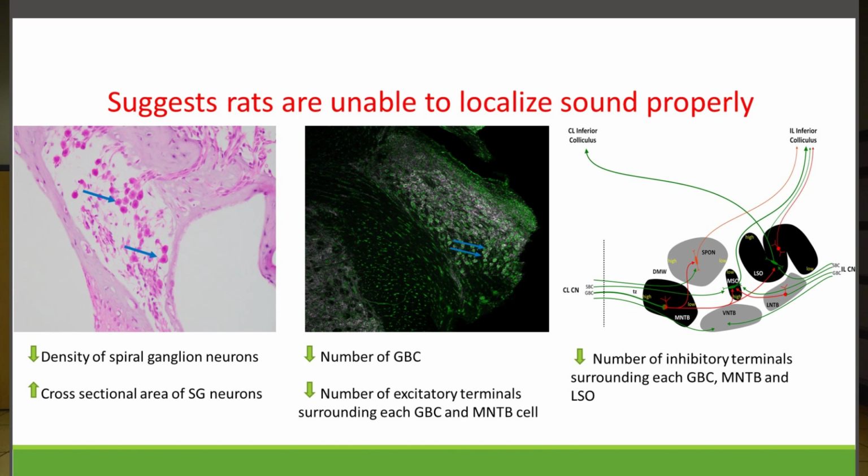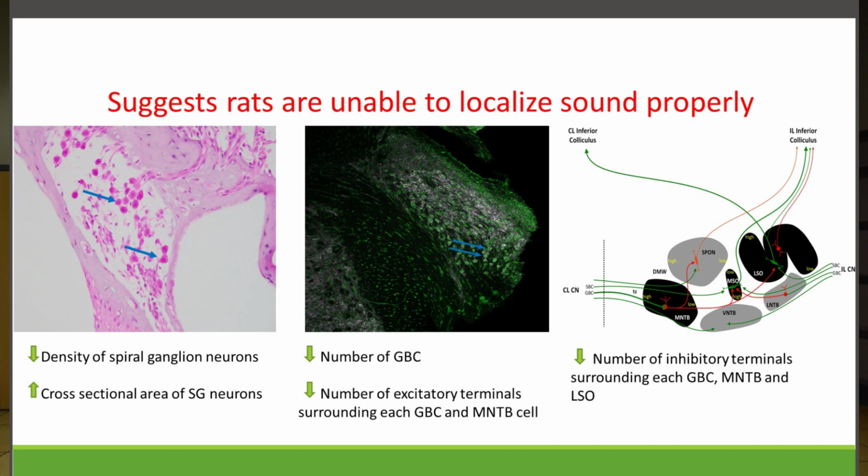So because the spiral ganglia project afferent axonal projections to the globular bushy cells, and there's a decrease in the number of spiral ganglia, we should see that there is a decrease in the number of excitatory terminals surrounding globular bushy cells. And because globular bushy cells also project excitatory axons to the contralateral MNTB, and there are fewer globular bushy cells being activated or stimulated, you will see that there was a significant decrease in the number of excitatory terminals surrounding the MNTB as well.